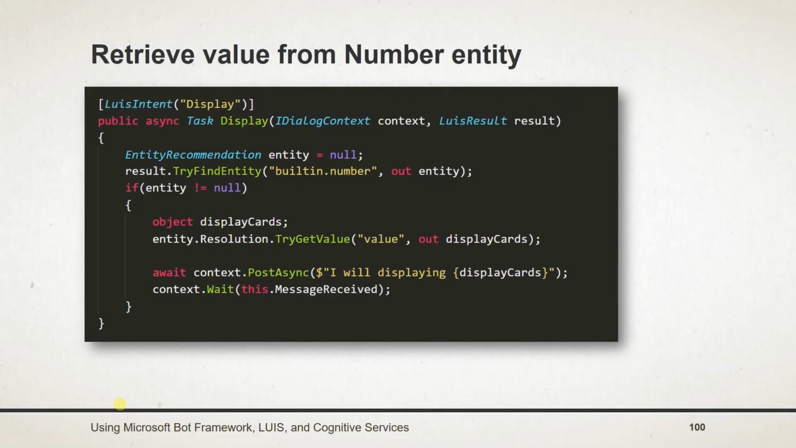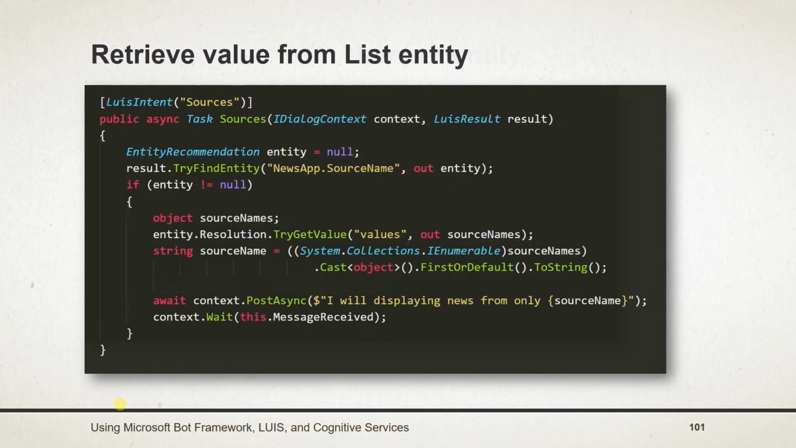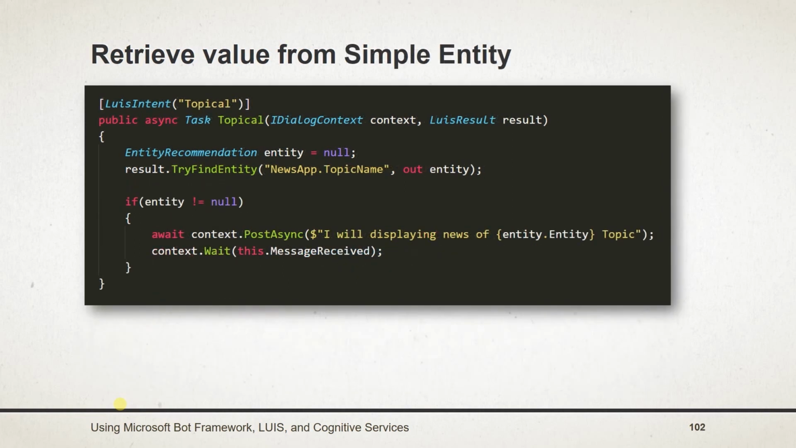Let us see what we have learned in this session. To retrieve the value of an entity, we need to obtain the entity recommendation from the LUIS result and use the TryFindEntity method to obtain an entity of a specific type. Here I retrieved the value for the numeric entity. For this, use the resolution of the entity. In a list entity, again we need to use the resolution, however it contains multiple values. And in the case of a simple entity, we can obtain the value from the entity property of an entity.